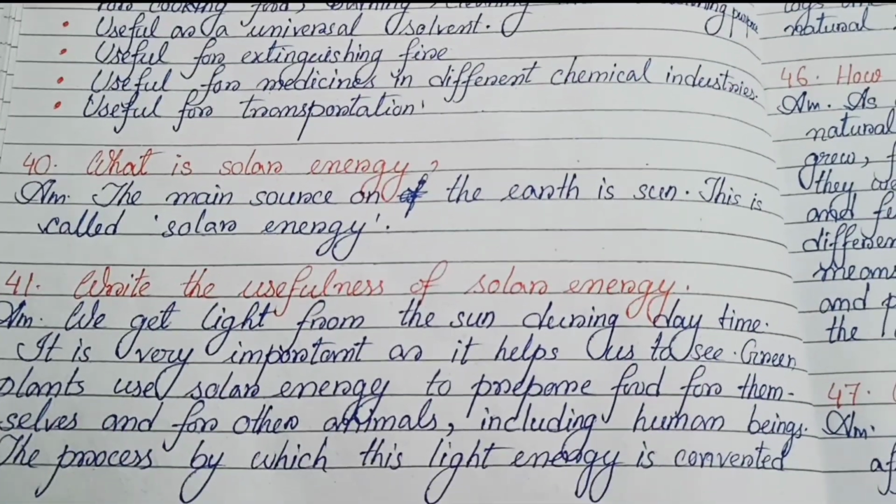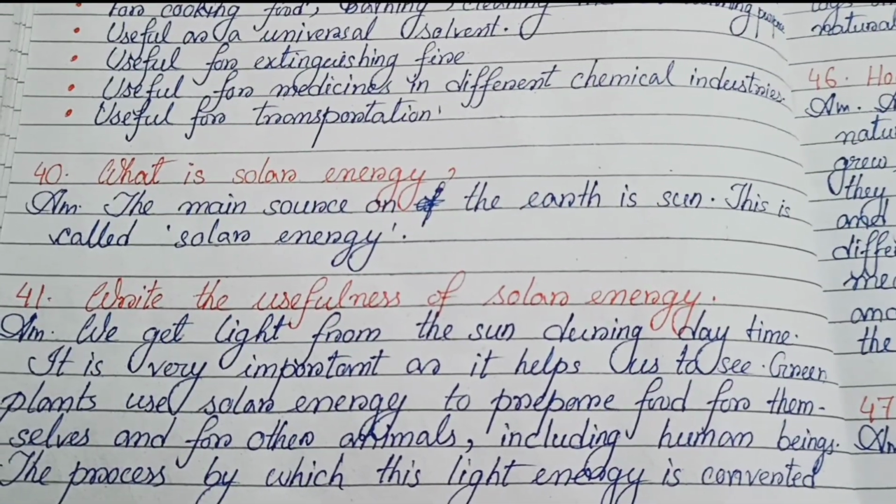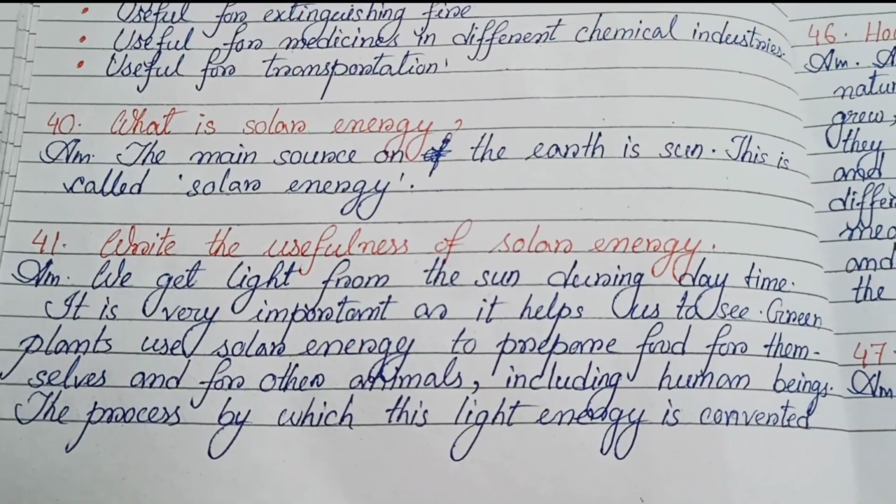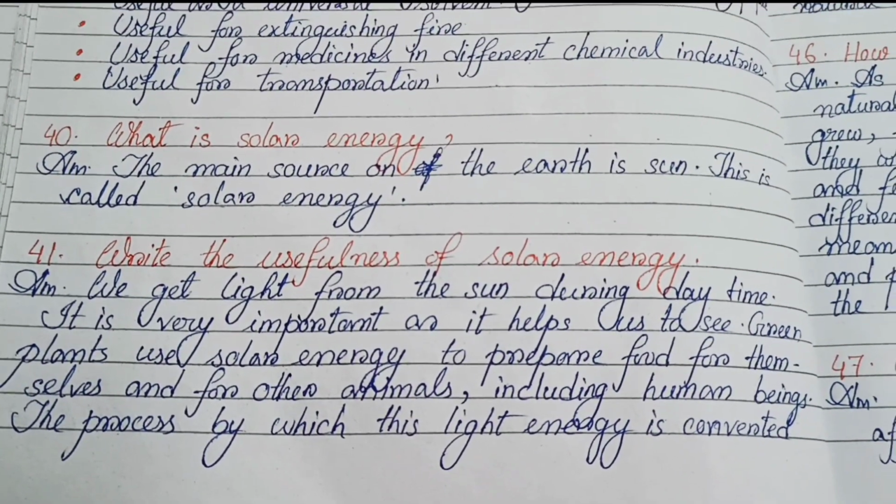Number 40. What is solar energy? The main source of energy on the earth is the sun. This is called solar energy. Number 41. Write the usefulness of solar energy.